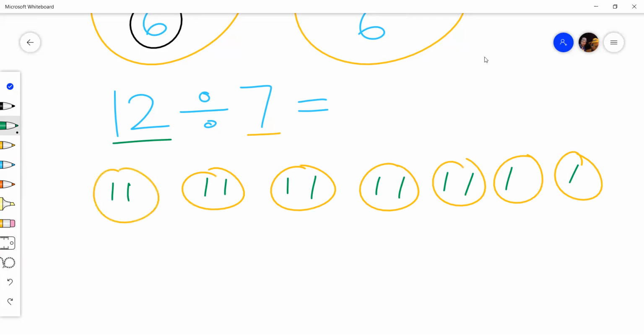Oh, I can't even get there, right? Because if you look there, there's 12 and they're not all the same. I want them to be the same, so I have to take out all those ones that are left over.